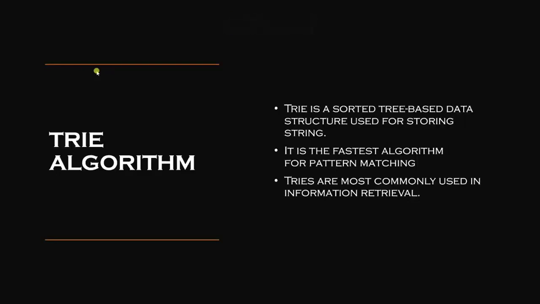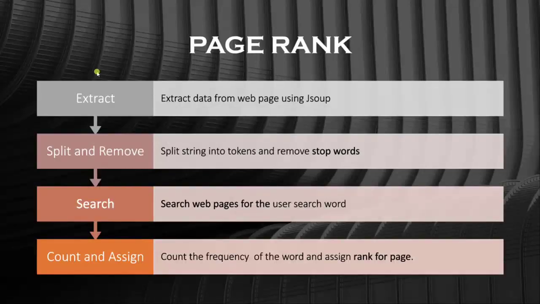So let me go ahead and start explaining the trie algorithm. The trie is a tree-based data structure which is used for information retrieval. We have implemented a trie in our web search engine using hash tables. It is the fastest algorithm used for pattern matching. We have implemented page rank to count the frequency of the word that the user has entered.